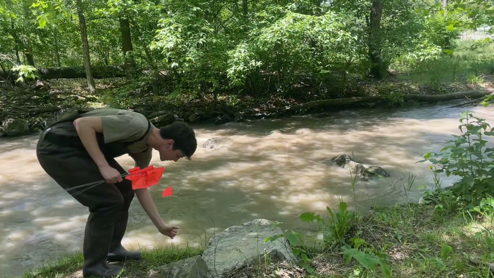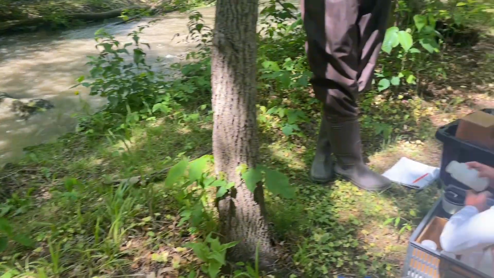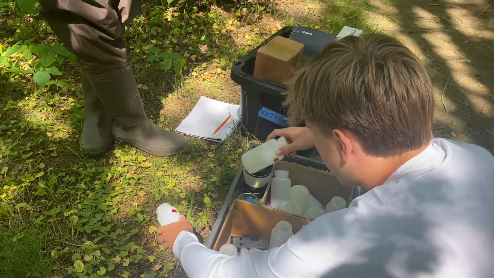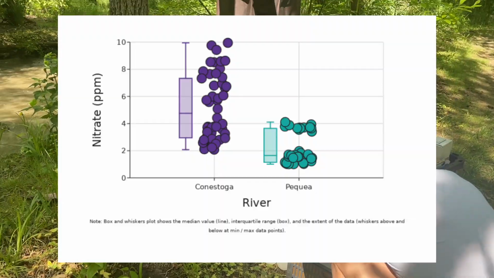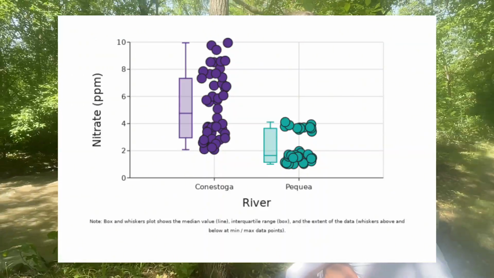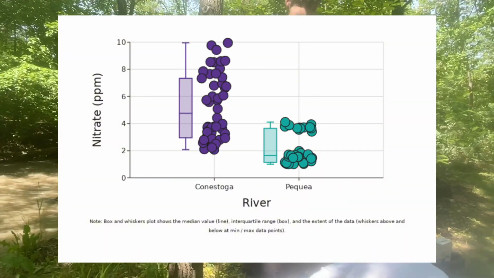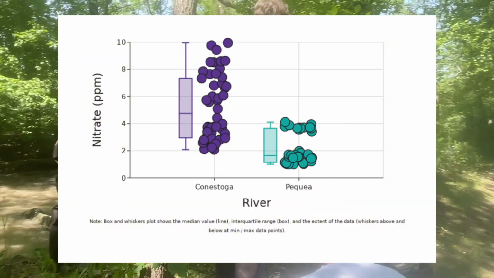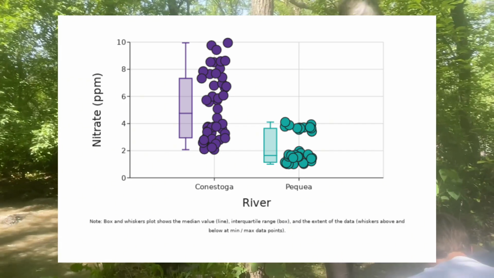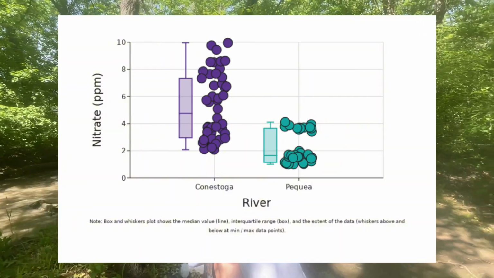Through extensive data analysis with the use of Data Classroom, we were able to make several inferences about the variables that affect our watershed, hence the health of our watershed. For example, a p-value of less than 0.01 for the comparison of nitrates between two of our rivers, the Conestoga and the Pequea, shows that the Conestoga has a significantly higher amount of nitrates with an average of 4.48 parts per million compared to 2.19 parts per million.